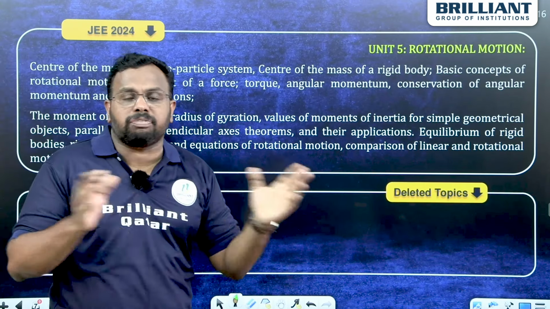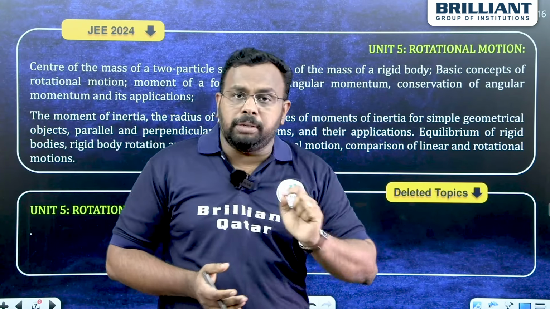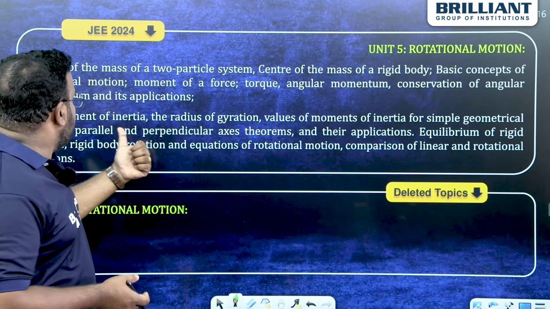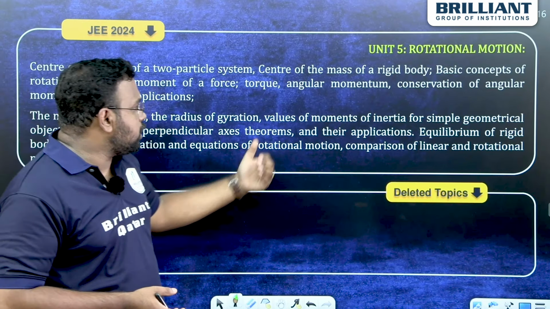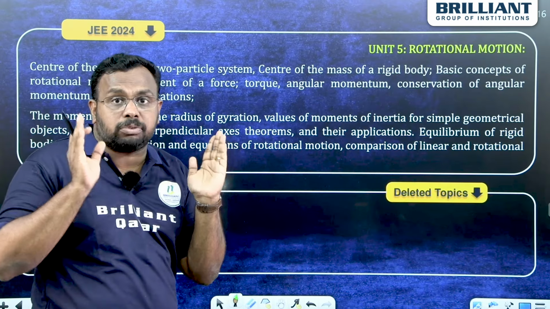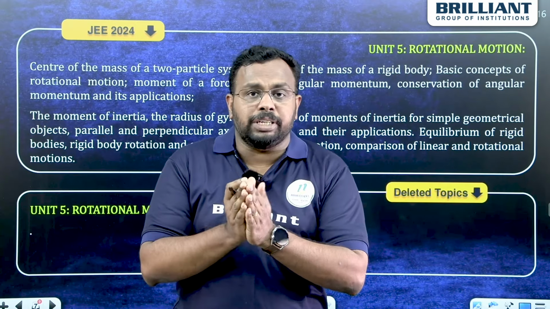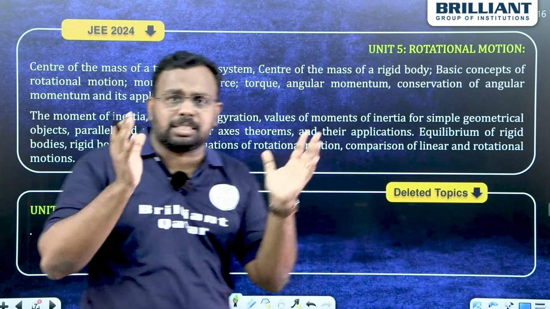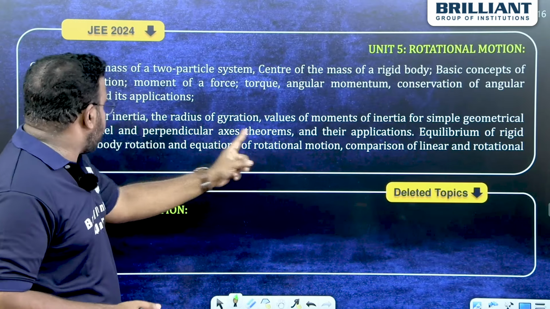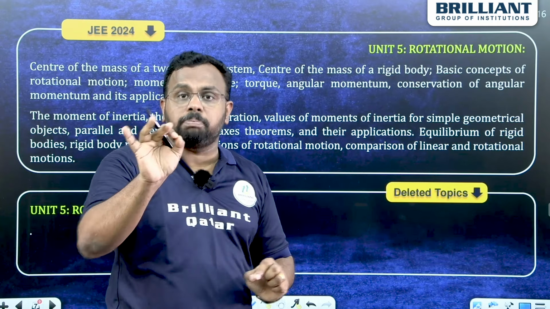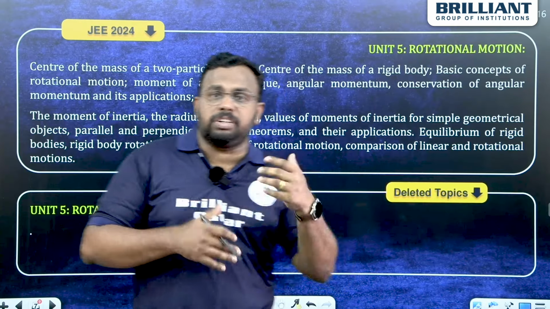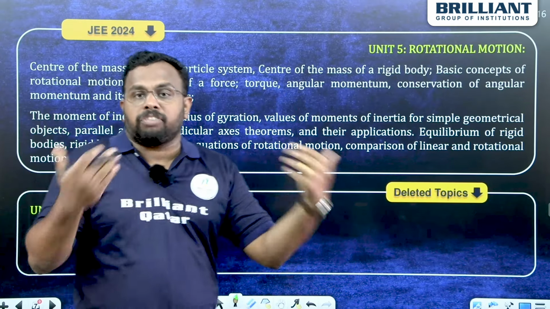and its application, the law of conservation of angular momentum, one of the very important topics in that unit. Then moment of inertia, radius of gyration, values of moment of inertia of simple geometrical objects. My dear students, you have to remember the formulas of moment of inertia of familiar objects like ring, disc, sphere, cylinder. Many things are there, so you have to learn them by heart. And the perpendicular axis and parallel axis theorems. You know the importance of these theorems. Using these theorems only you can find the moment of inertia of different objects about different axes.